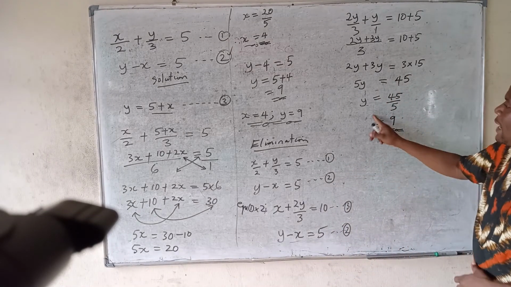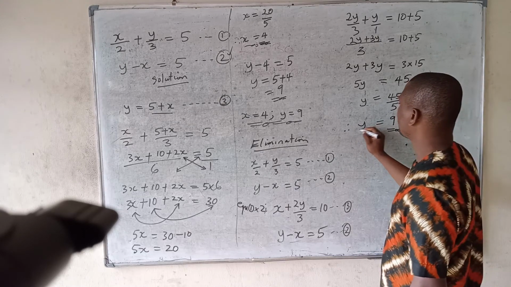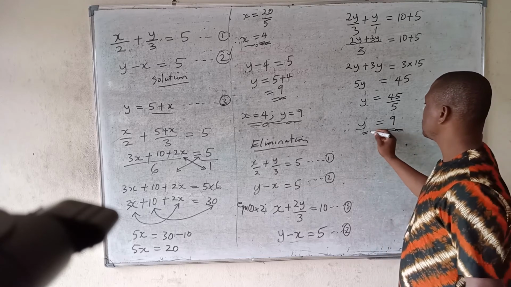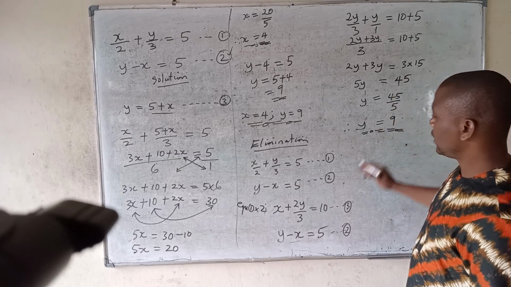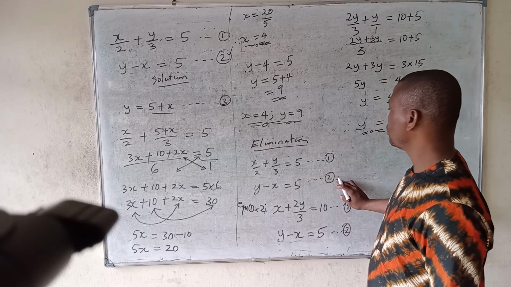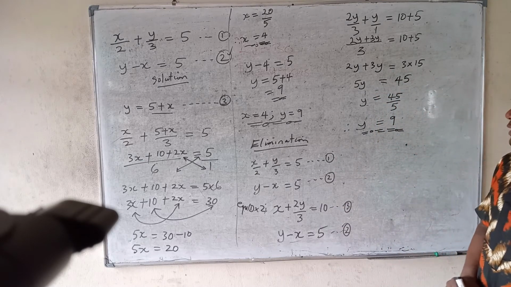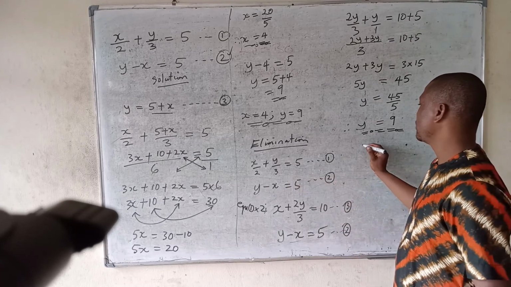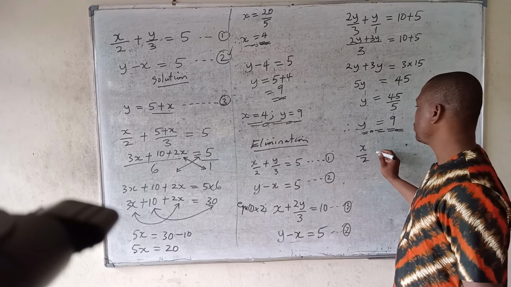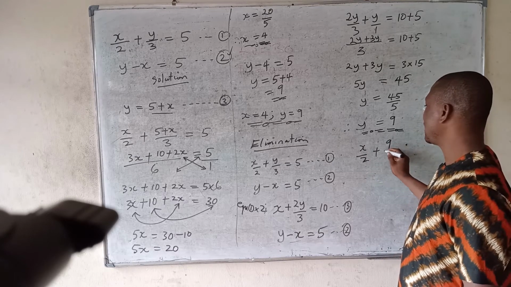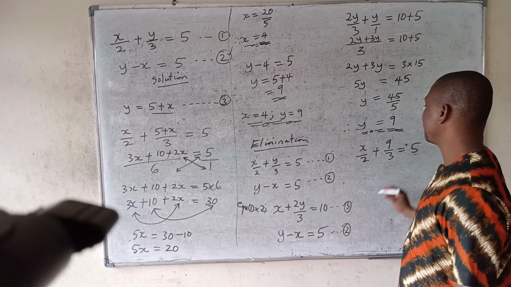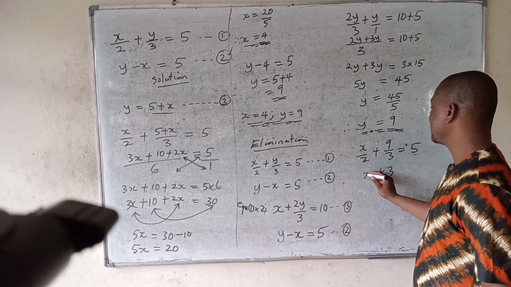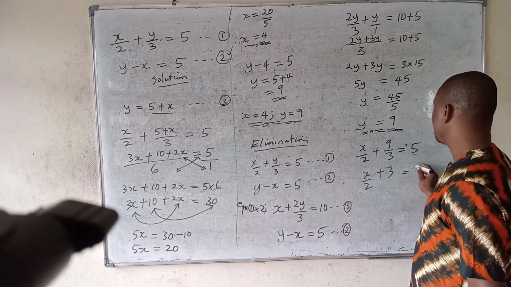So in order to obtain x, you obtain y. In order to obtain x, you substitute the value of y into either equation 1 or equation 2 to get your x. So let's look at equation 1 and substitute our y. This is x over 2 plus y, which is already 9 over 3, equal to 5. This 9 over 3 is 3. So you have x over 2 plus 3 equal to 5.